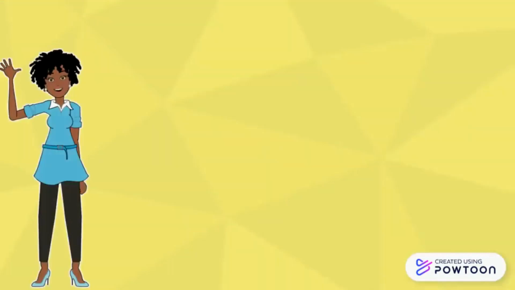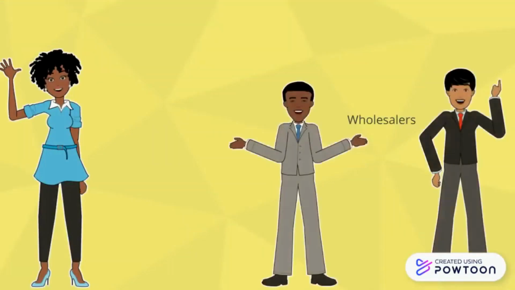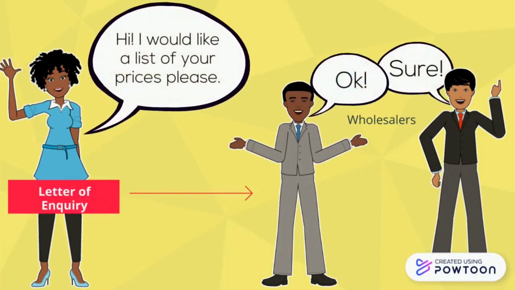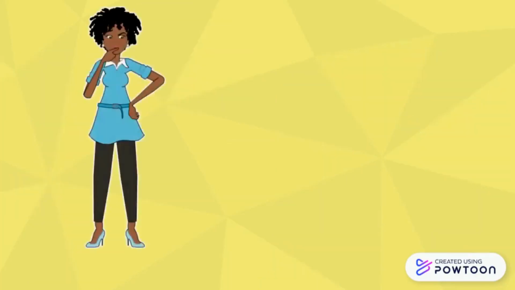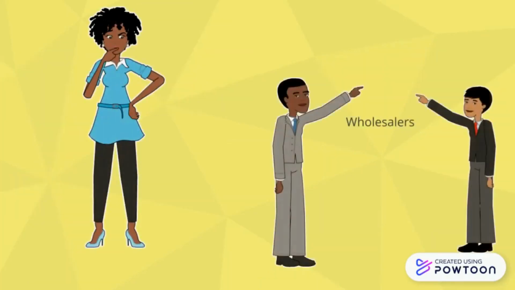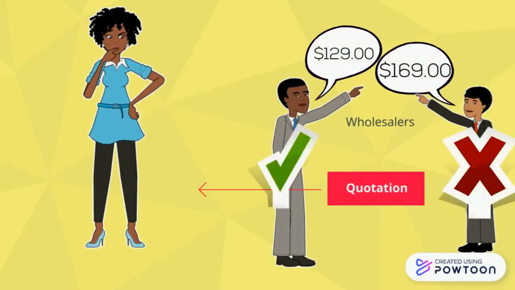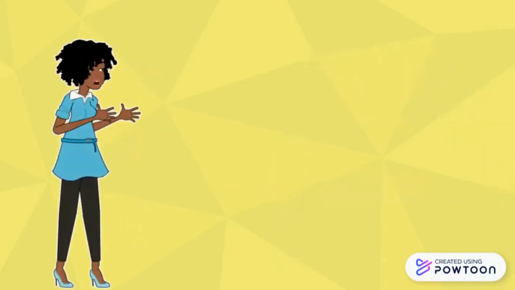Let's suppose I was a consumer and I wanted to find out who was the best wholesaler in terms of prices. I would write a letter of inquiry to both wholesalers, asking them for a list of prices and their goods. In turn, those wholesalers would give me a documentation called a quotation with the list of their best prices and goods. I would then make a decision of which wholesaler.